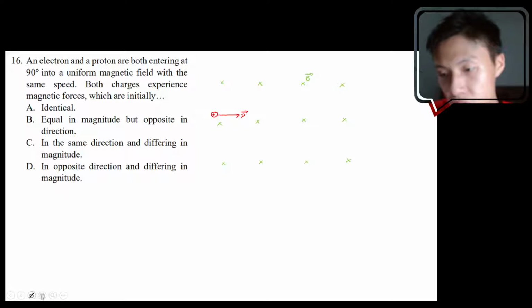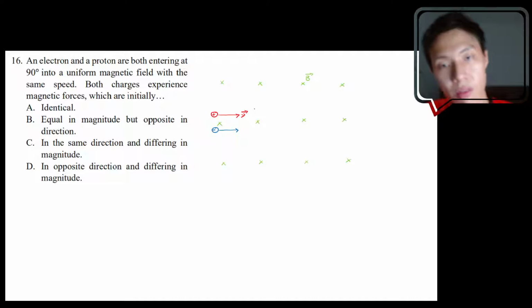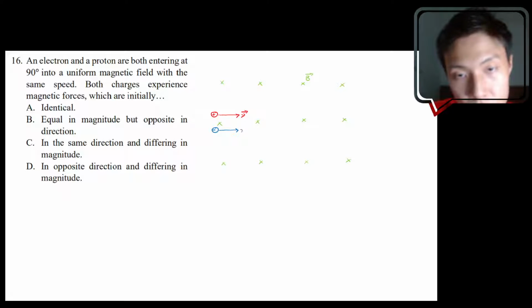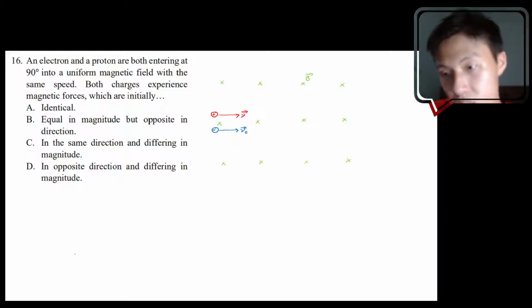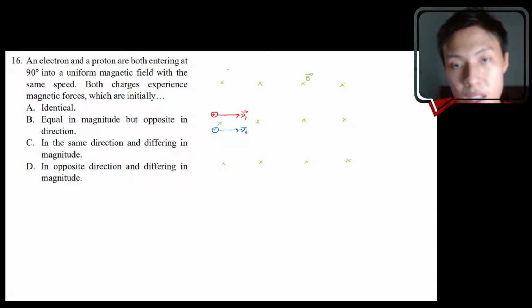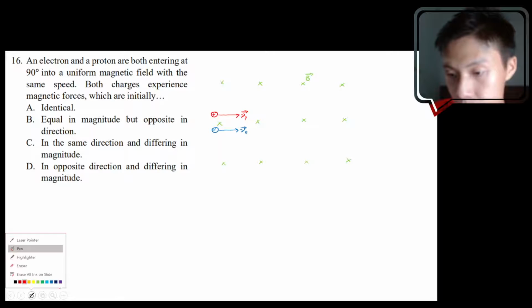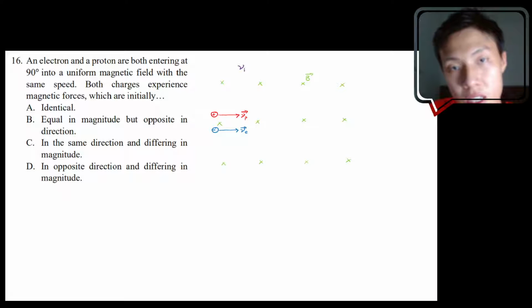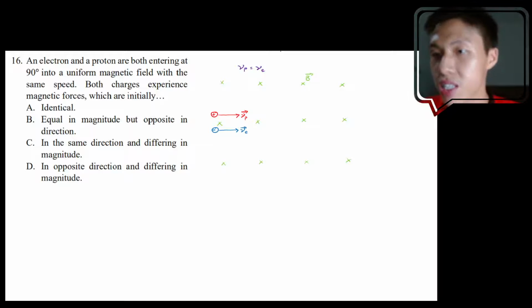My electron is also entering at 90 degrees as well. So we'll draw an electron that looks like this. Okay, so this is the v of the electron. They are entering with the same speed, so the v magnitude for the electron should be the same as the v magnitude for the proton. Let's write it up here: Vp equals Ve. They both have the same magnitude, and they are both entering in the same direction, I think. So they are entering with the same speed.